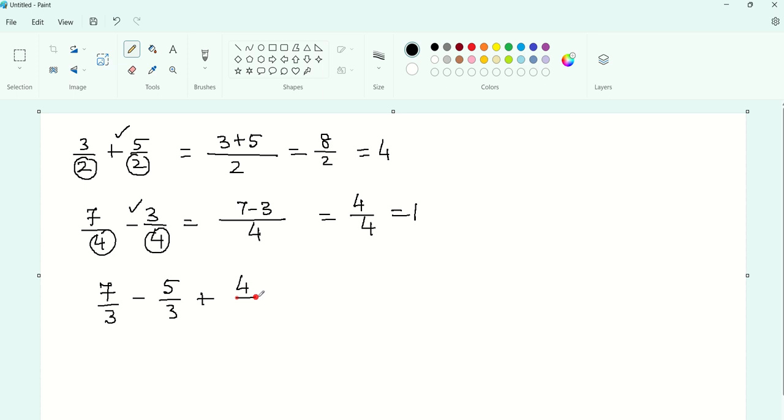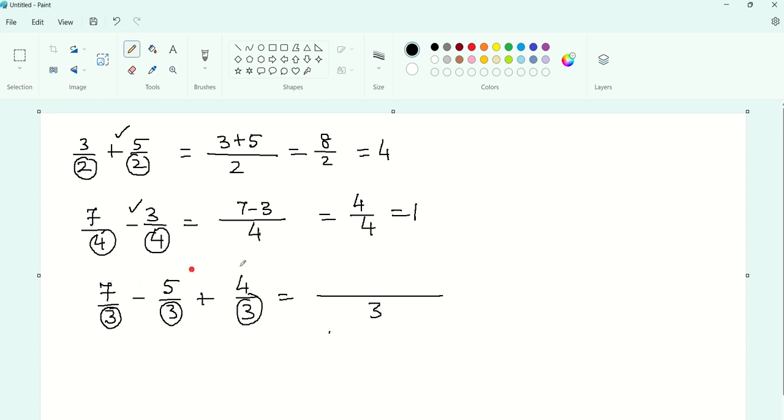Like say 4 by 3. Now we are doing one negative, one positive. Two things are there. So how do we see? First you need to see, is the number same here? Yes, same here. The number is same. If the number is same, the same will come here.